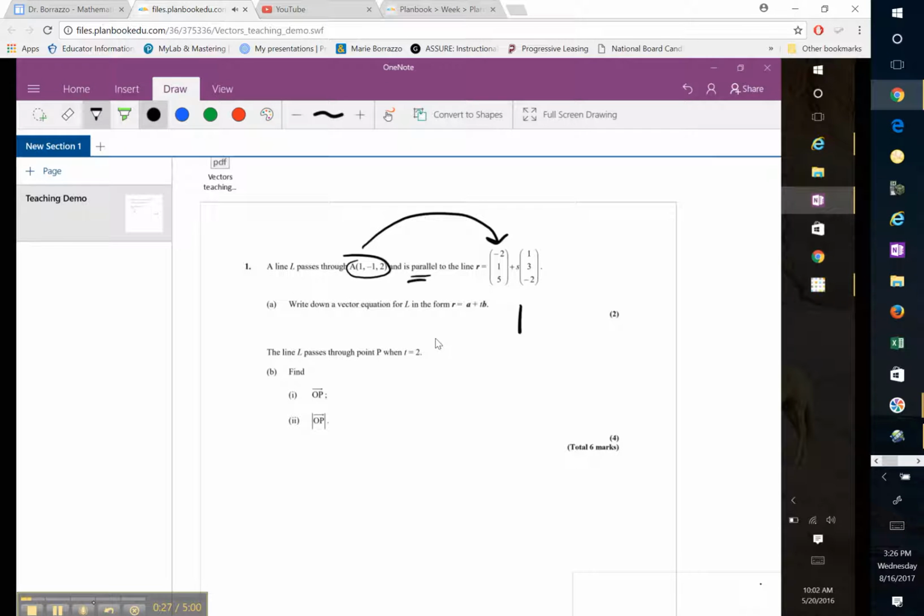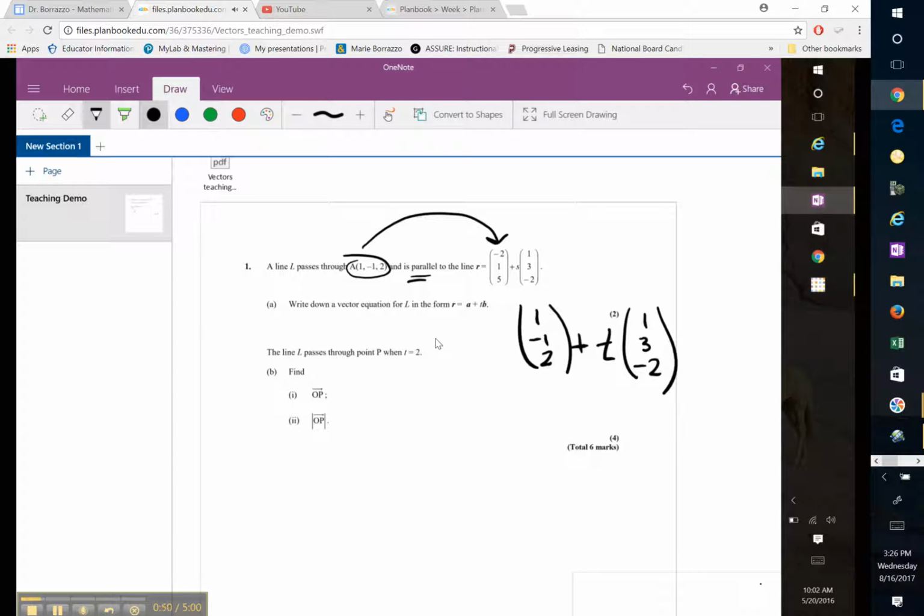So we would have then 1, -1, and 2, and then this will be plus S(1, 3, -2). Because in this case they're using a T, we're going to substitute in the T for the S, and that answers our part A question.